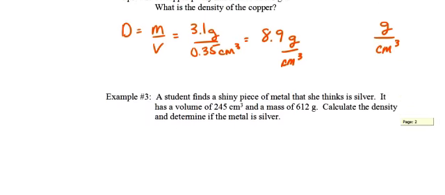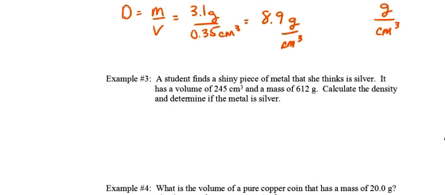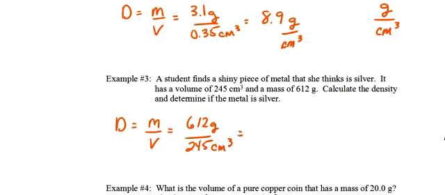All right. Next sample. A student finds a shiny piece of metal that she thinks is silver. It has a volume of 245 cubic centimeters and has a mass of 612 grams. Calculate the density and determine if the metal is in fact silver. So once again, density equals mass per unit volume. So we're going to plug in the numbers. 612 grams divided by the 245 cubic centimeters. And when you take your 612 divided by your 245, you're getting 2.5. Actually, you go to 3 sig figs, so it's going to be 2.50 grams per cubic centimeter.